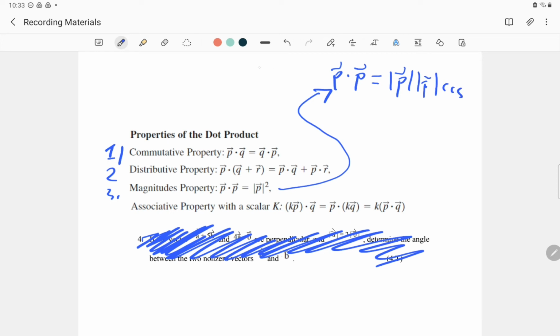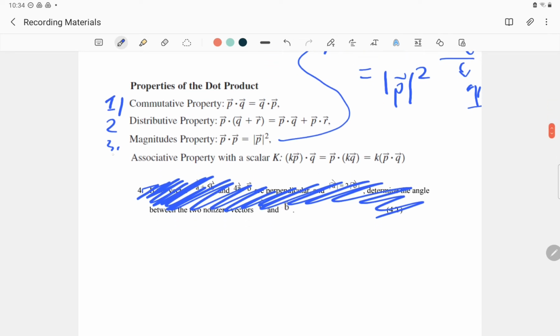And since the two vectors are the same, the angle between them will be 0, so it will be cosine of 0. When plugged into the calculator, cosine of 0 equals 1. So here, the dot product would be simply the multiplication of the two same magnitudes, which results in the magnitude of p squared.